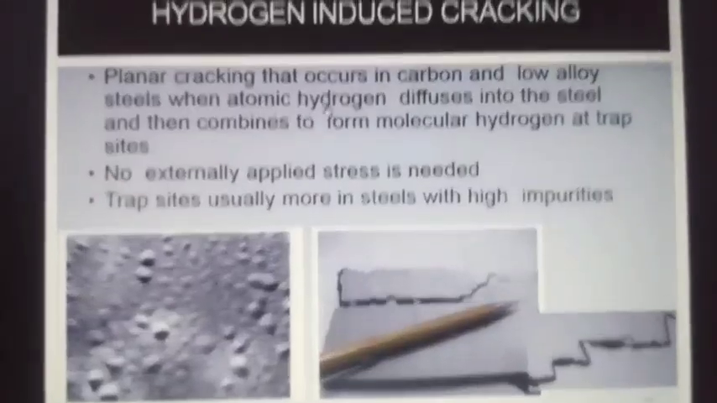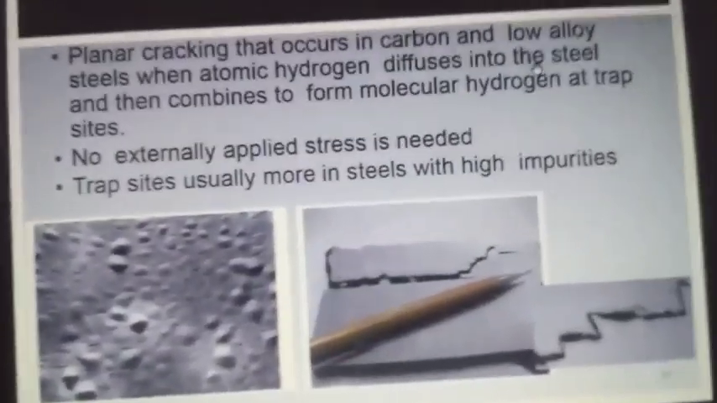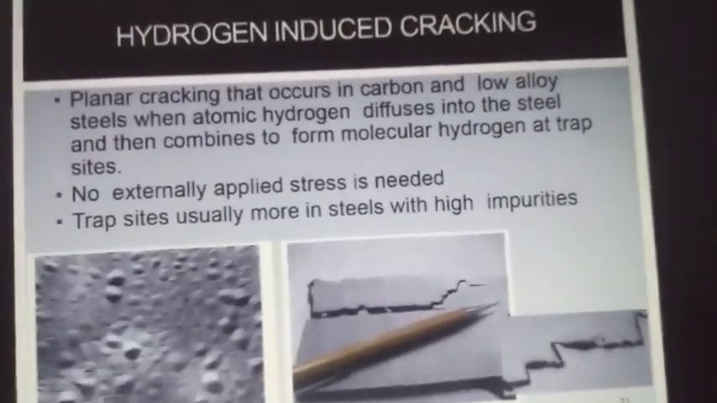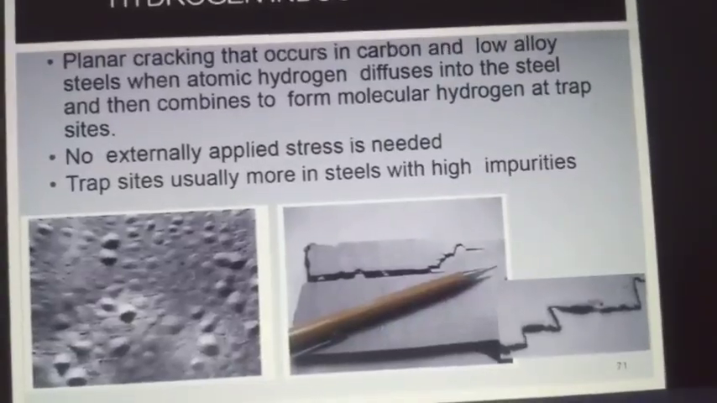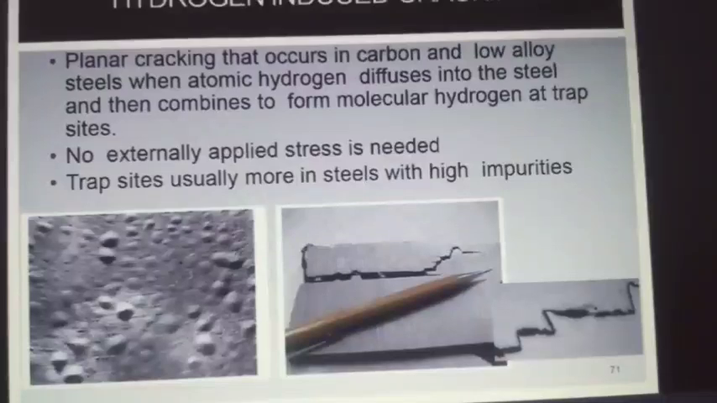Okay, so I wanted to show the diagram. Now I explained about the SSC, now I explain about the HIC. Planar cracking that occurs in carbon and low alloy steel when atomic hydrogen diffuses into it. Now you understand the mechanism, why it diffuses, how it diffuses.